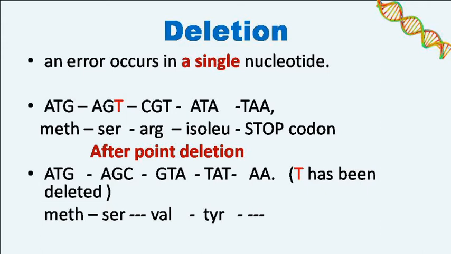Hence, the sequence of codons becomes ATG, AGC, GTA, TAT, A. ATG codes for methionine, AGC is changed but again codes for serine. GTA codes for valine. So there is a change in one amino acid, at the third position. Initially there is arginine, which is changed to valine after the deletion of T, and the next amino acid synthesized is tyrosine. So there is a change in the function of the protein due to the deletion of a single nucleotide.